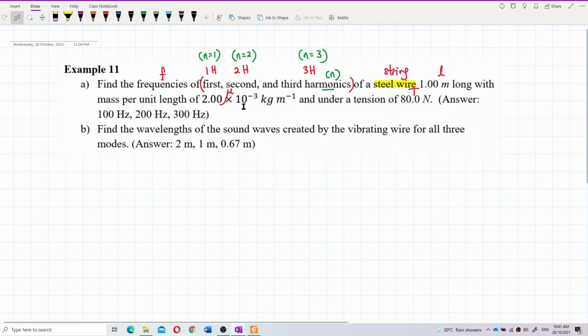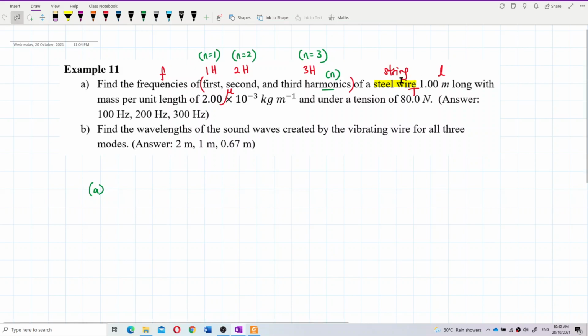So first of all, we need to draw out, if we can, these first, second, and third harmonics. Let us first draw out the shape of the wave for the first harmonic, second harmonic, and third harmonic. And this picture will help us in solving the questions. Okay, so now let us start with drawing the first harmonic. Question A.